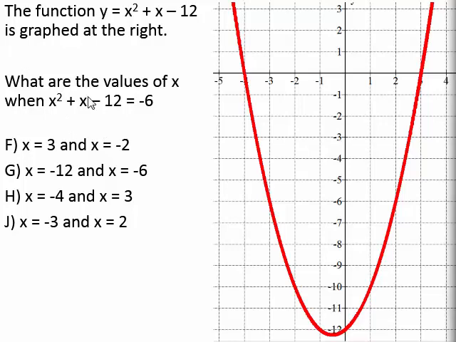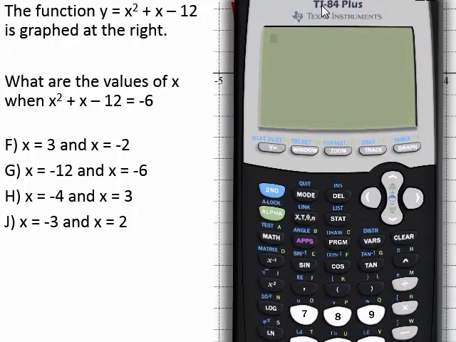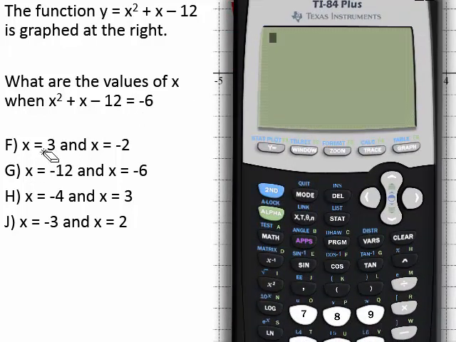So the question's asking us what values of x make the left-hand side of that equation equal to negative 6. There are a couple ways we can go about doing this. We can guess and check, or we can use the graph. Let's go over guess and check first. So to guess and check, all we're going to do is check each one of these x values separately. So let's start with x equals 3.